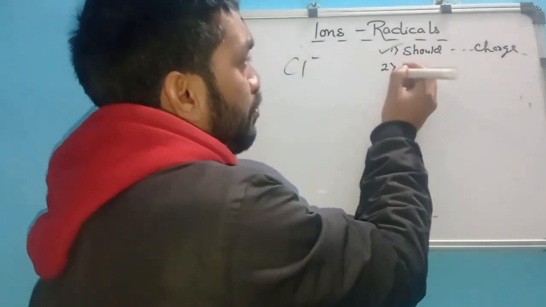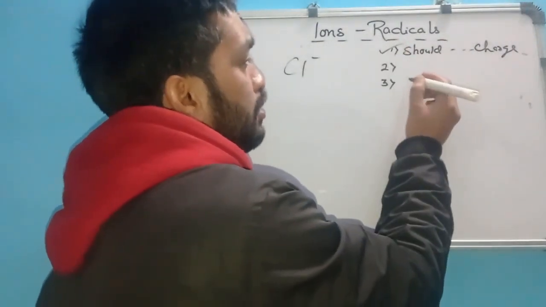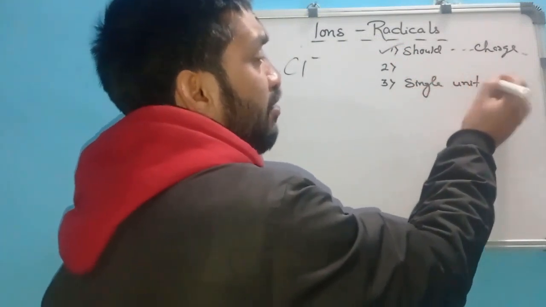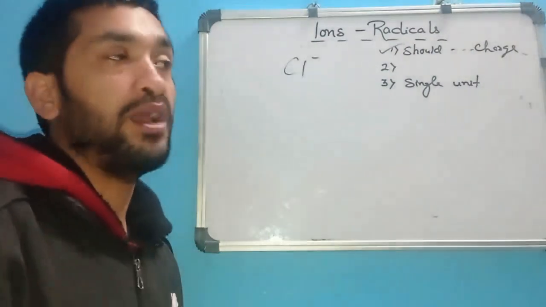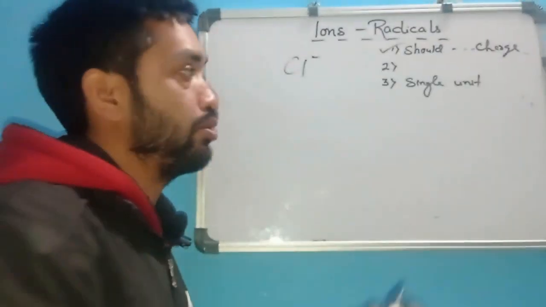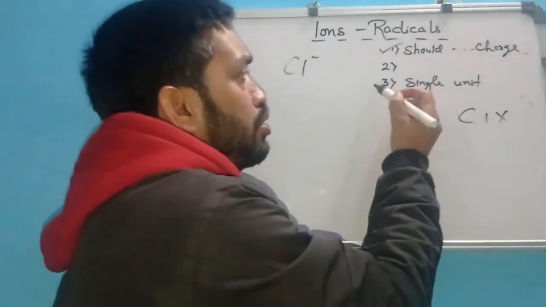The second condition we will talk about later because this is going to be wrong. Let's talk about the third condition: single unit. Does Cl negative migrate as a whole? It will migrate as a whole. If Cl negative attaches to, suppose, X, they will make ClX. Cl won't break into parts. So the third condition is also correct.